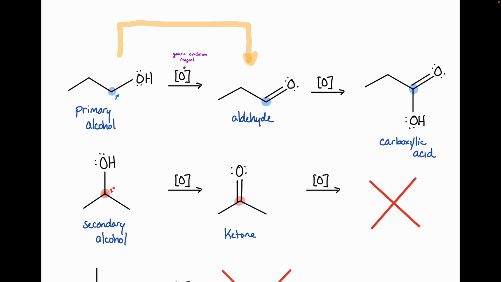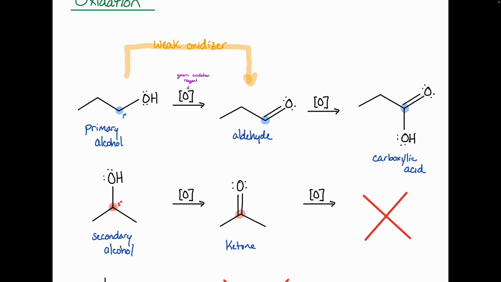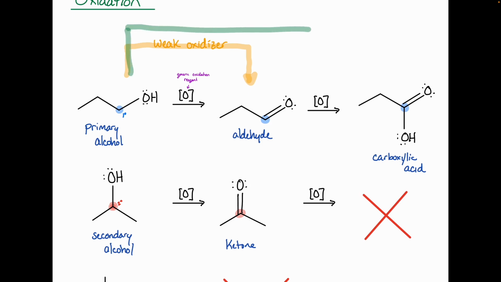So this is if we use our weak oxidizer. All right, but if we take that same primary alcohol and we treat it with a strong oxidizer, it's going to blow right through that aldehyde step and give us our carboxylic acid product.